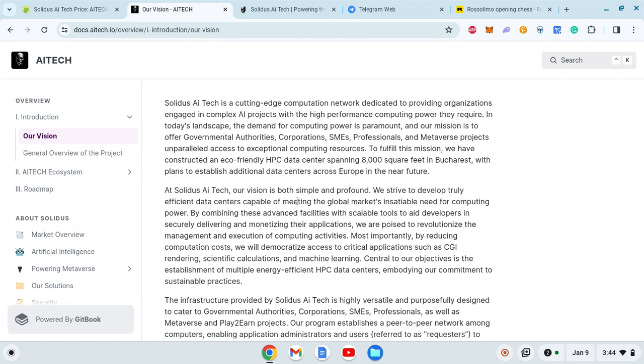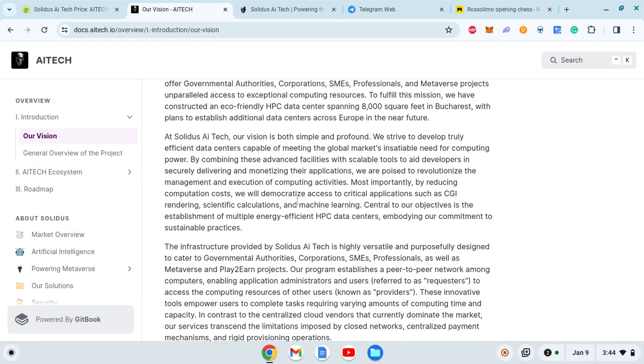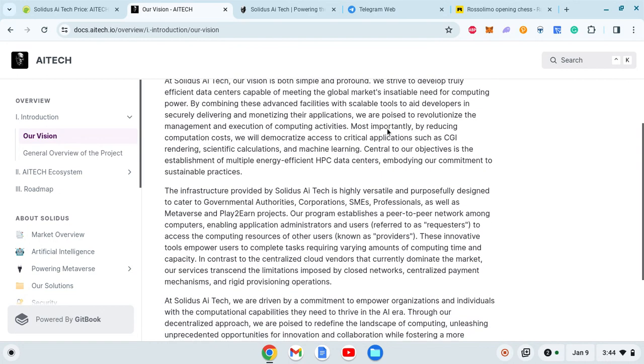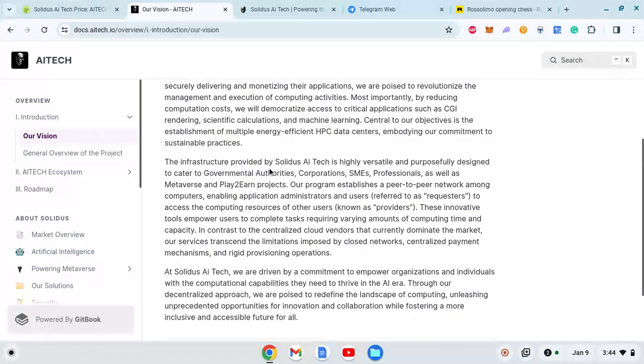Similarly, you will have to ask the question: how is this project going to be more and more decentralized? How are they going to build a community that is interested in making the project decentralized? So apart from that, let's go further ahead.